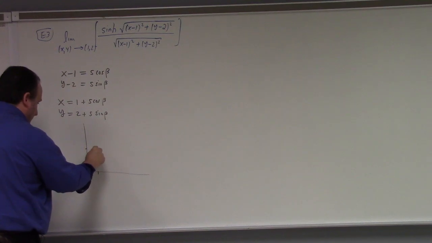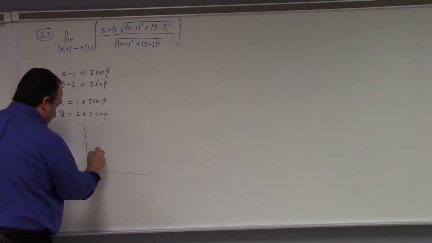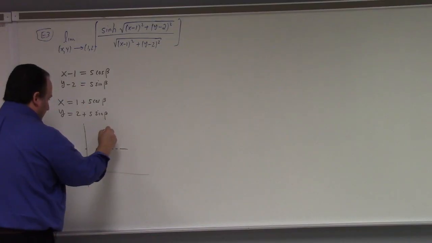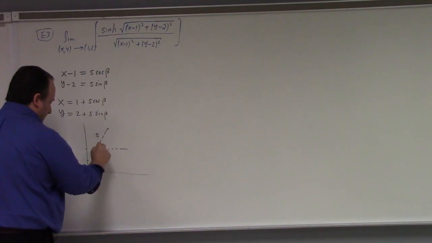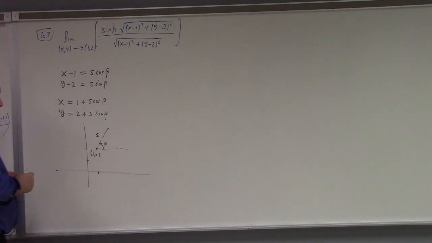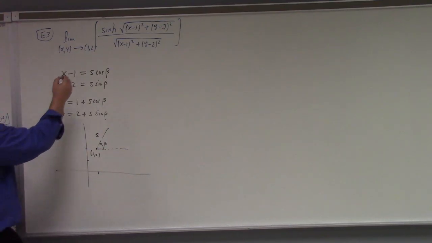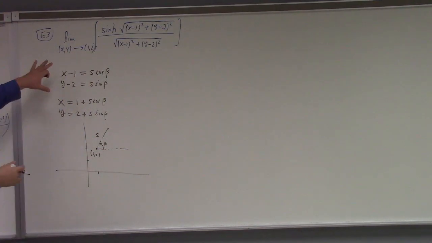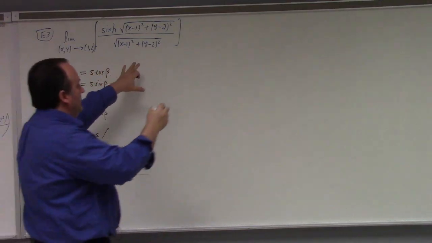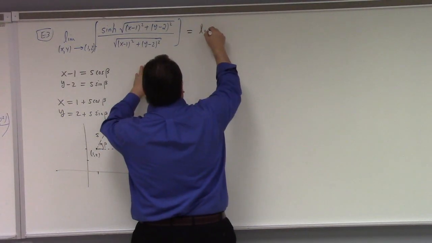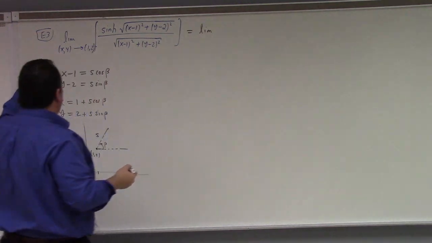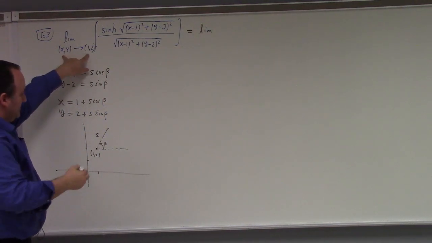So the idea here is that at the point (1, 2), you can go to a point out here, and you'll have distance s from that point, and you're sweeping out beta relative to that. So this is modified polar coordinates. In these modified polar coordinates, it should be fairly evident that this is the limit of what? This is the limit as what goes to 0 at (1, 2)?